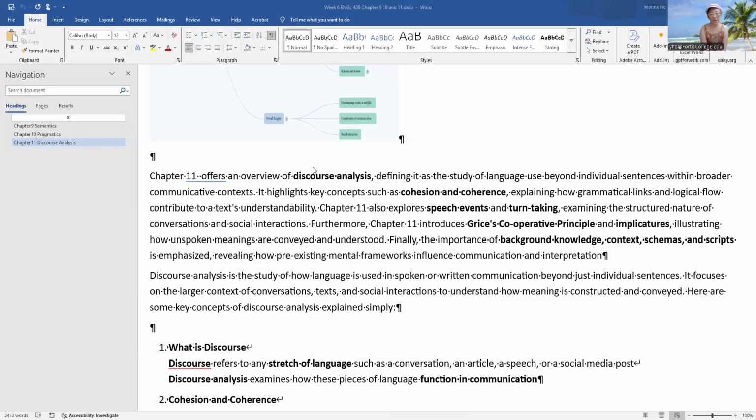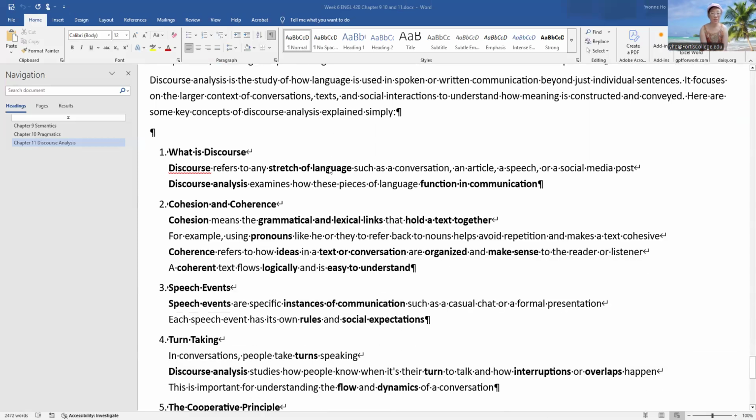Finally, the importance of background knowledge, context, schemas, and scripts is emphasized, revealing how pre-existing mental frameworks influence communication and interpretation. Discourse analysis is the study of how language is used in spoken or written communication beyond just individual sentences. Discourse analysis focuses on the larger context of conversation, text, and social interactions to understand how meaning is constructed and conveyed. What is discourse? Discourse refers to any stretch of language, such as a conversation, an article, a speech, or a social media post. Discourse analysis examines how these pieces of language function in communication.